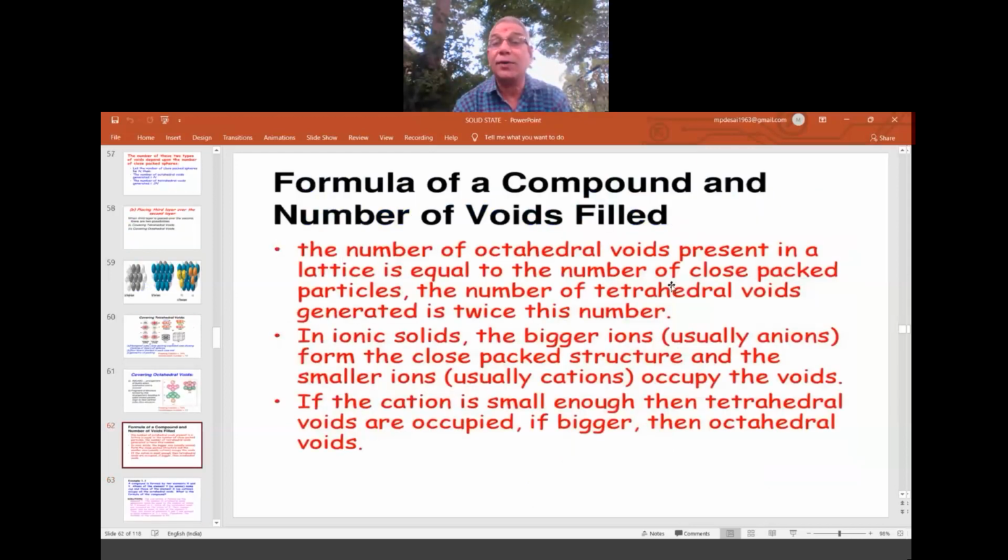Now, formula of a compound and number of voids filled. That means using the number of voids, we can tell the formula of the compound. So I will take one example here. This is all theory part, but remember one formula: the number of octahedral voids is equal to n, the number of particles that make the structure, and the number of tetrahedral voids is equal to twice the number of particles used for the packing.